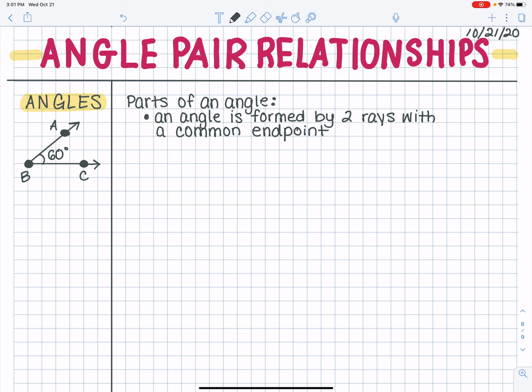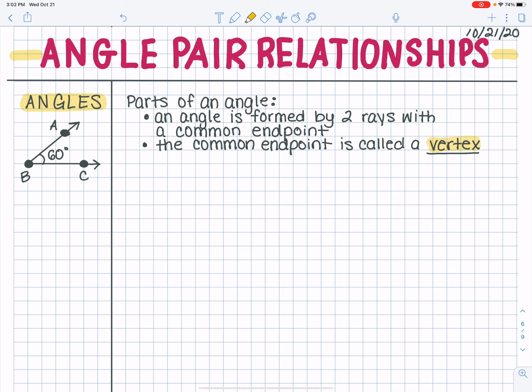So knowing that, the common endpoint, for our example right here, the common endpoint is right here. The common endpoint is called a vertex. Hopefully this is something you remember. So the common endpoint is called a vertex, and I'm going to highlight that because that's a vocab word. In our example, our vertex is the point B. That's our common endpoint.